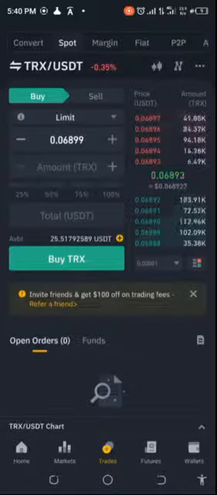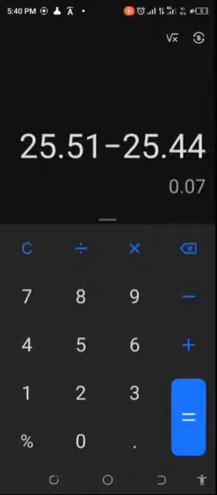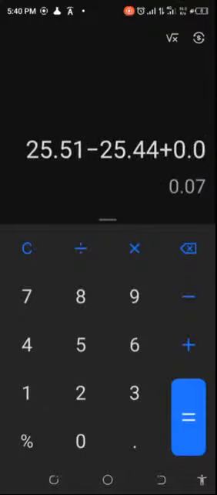I already told you that changing it to TRX in KuCoin and then coming here to change it again is going to take at least 10 cents from our profit. So what was our profit supposed to have been? That would have been 25.51 minus 25.44, so this is 7 cents. So it would have been 17 cents.